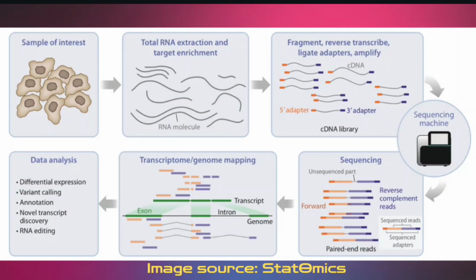Let us look at the steps in the picture. First, we have to identify the sample of interest. Then in the second process, total RNA extraction is done with the target enrichment. Then fragmentation, reverse transcribe, and ligate adapters, then amplify to make the cDNA library.